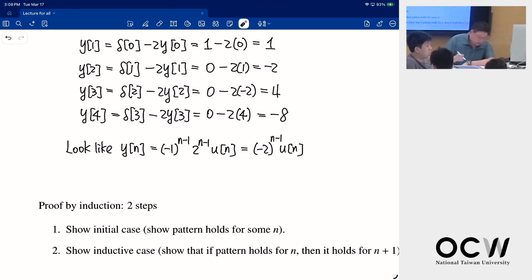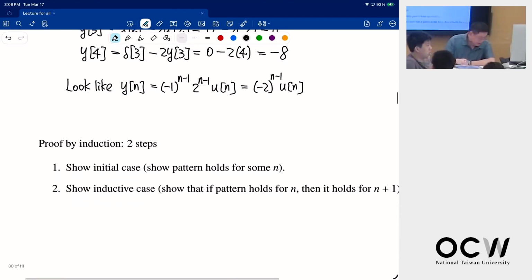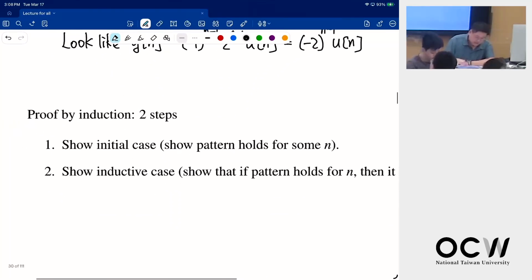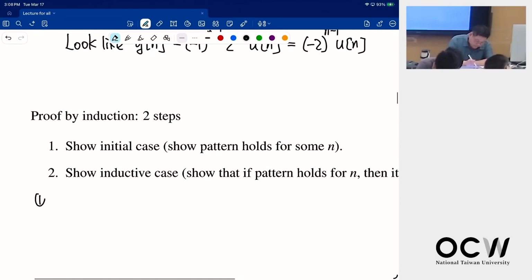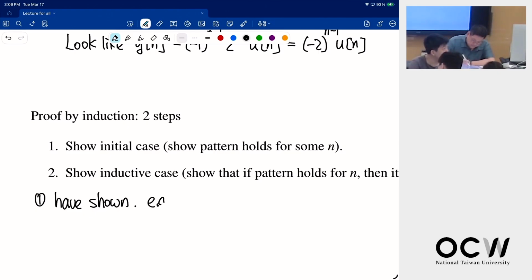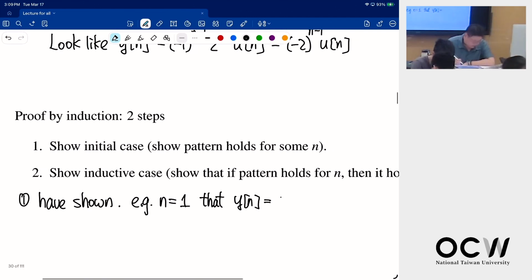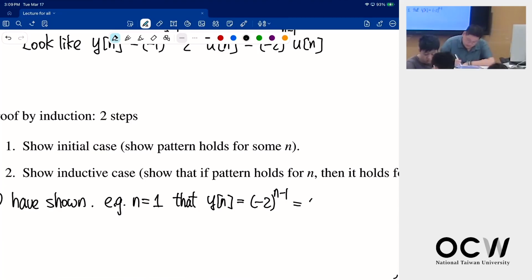So first, let's see the initial case. The first one we have already shown. For example, n equals 1, and then the y of n is minus 2 to the n minus 1, which is 1.